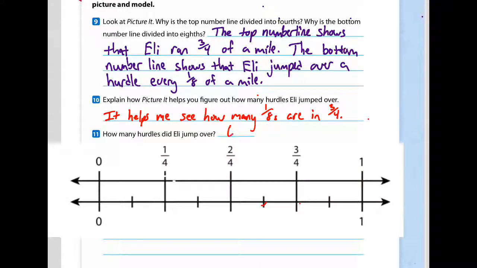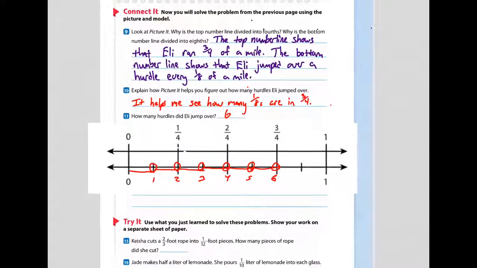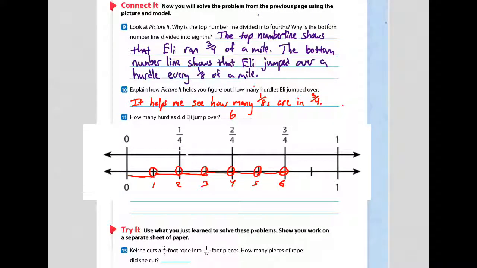Well, the answer is going to be 6, because remember, every time he went 1/8 of a mile, he jumped over a hurdle. So he's going 1/8, jumps a hurdle, there's 1. Goes another eighth, jumps over a hurdle, there's 2. Goes another eighth, there's 3. Goes another eighth, there's 4. Goes another eighth, there's 5. And that last hurdle was at the 3/4 mark. So that's how it helps you answer those questions. So if you had 11 right, give yourself a C. And remember 9 and 10, that's your answer, how it helped you. So you don't have to change it to my answer.